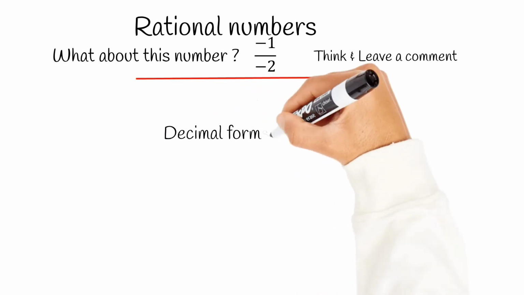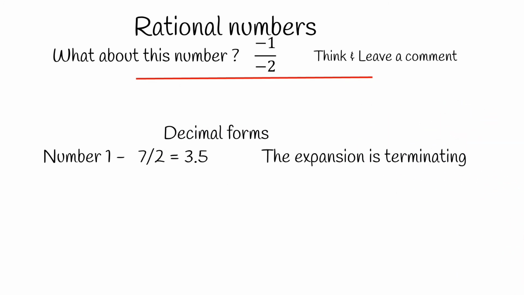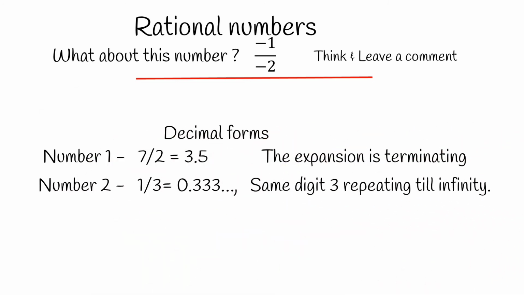The rational numbers can be expressed in decimal form also. Their decimal expansions take 2 forms. Number 1, expansion terminates after a finite number of digits. 7/2 equals 3.5. Number 2, begins to repeat the same finite sequence of digits over and over. 1/3 equals 0.33, here the same digit 3 is repeating till infinity.